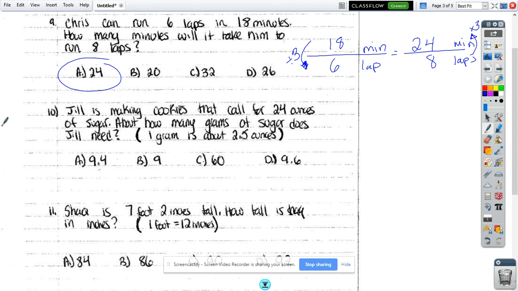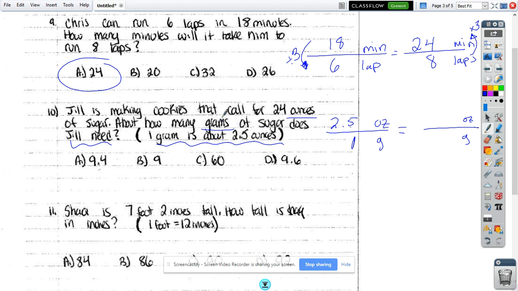Next question. Jill is making cookies that call for 24 ounces of sugar. About how many grams of sugar does Jill need? Okay, this is interesting because we've got ounces here and we've got grams. And it says 1 gram is about 2.5 ounces. So let's set up our ratio. I have ounces, and I have grams. Now it tells me 1 gram is 2.5 ounces. So that's 2.5.